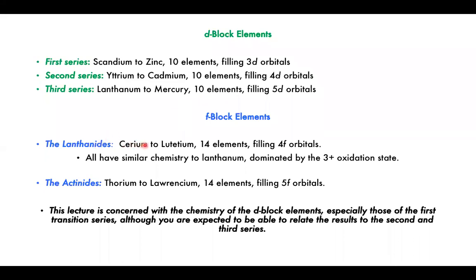The lanthanides are F block elements, so they have F orbitals in their valence, of which we have 7 F orbitals. So we have 14 elements. The lanthanides in the F block go from cerium to lutetium, which is 14 elements filling the 4F, and these all have similar chemistry to lanthanum, which is dominated by the 3+ oxidation state. And then the actinides are thorium to lawrencium, which is 14 elements, filling the 5F orbitals.